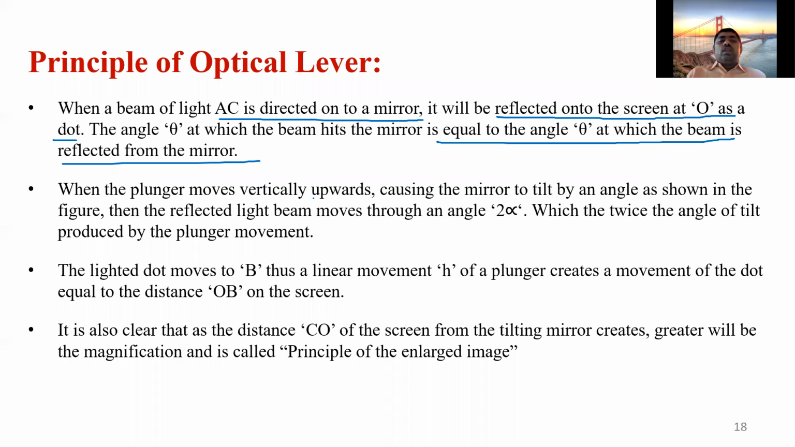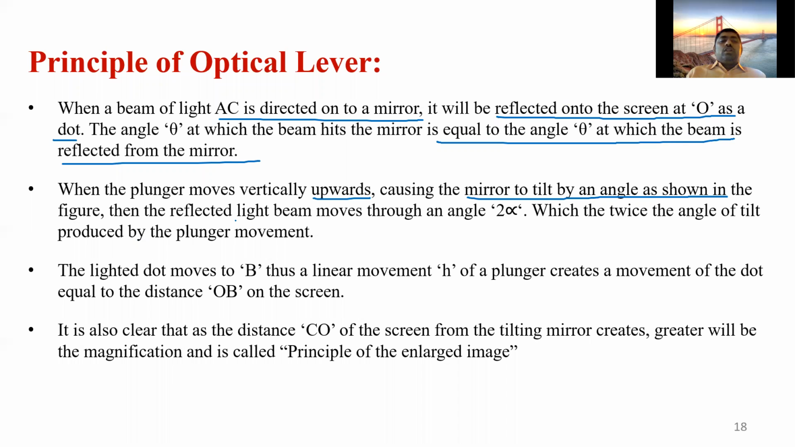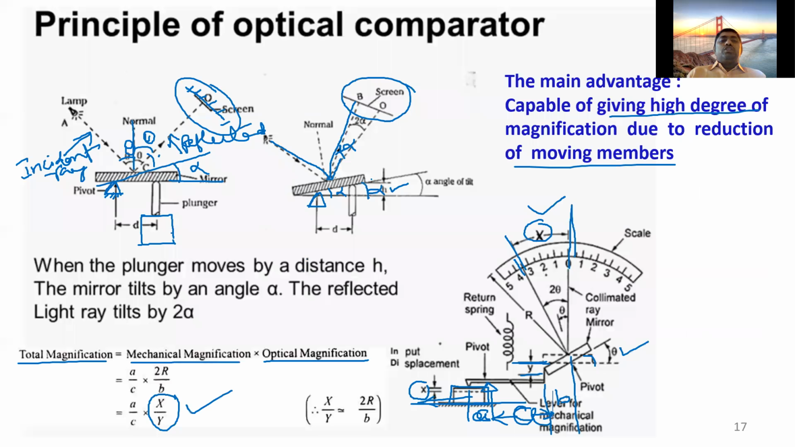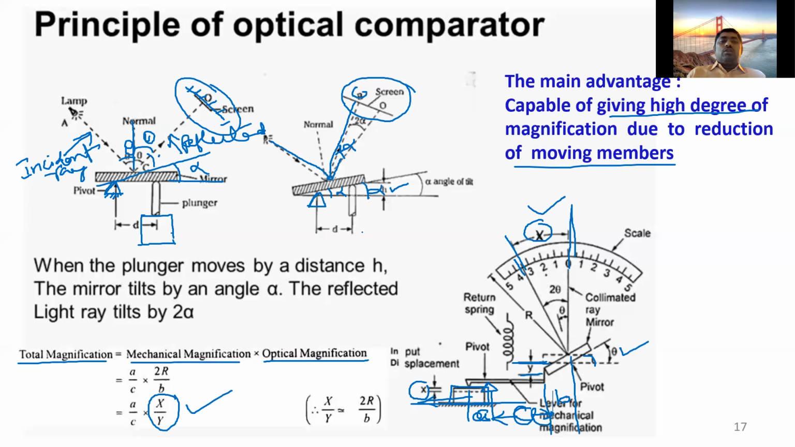When the plunger moves vertically upwards, causing the mirror to tilt by an angle, as shown in the figure, an angle alpha, then the reflected light beam moves through an angle 2 alpha, which is twice the angle of tilt produced by the plunger movement. The lighted dot moves to point B. Thus the linear movement H of the plunger creates a movement of the dot equal to the distance OB on the screen.